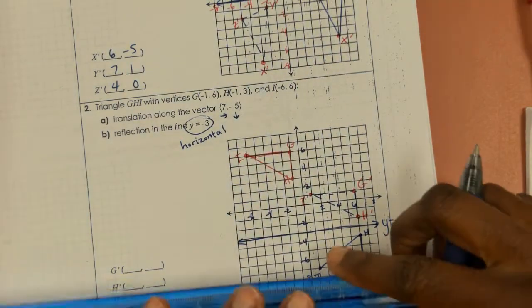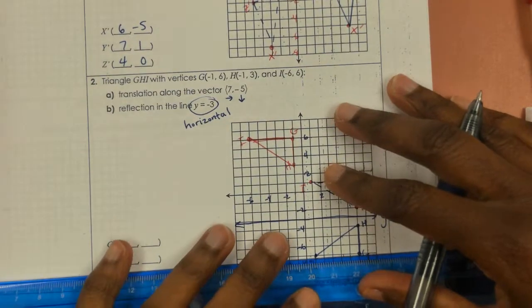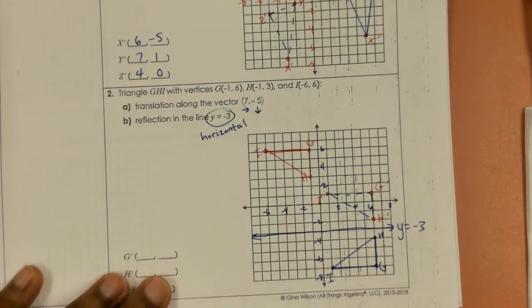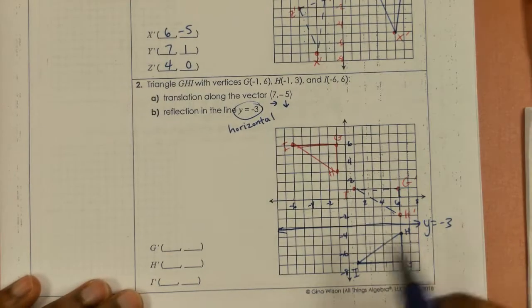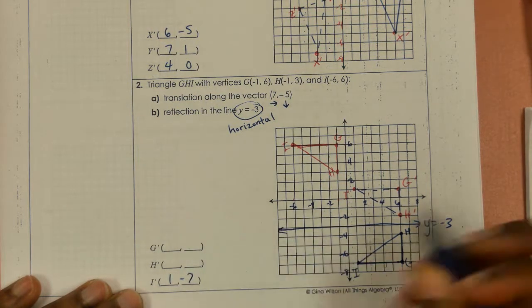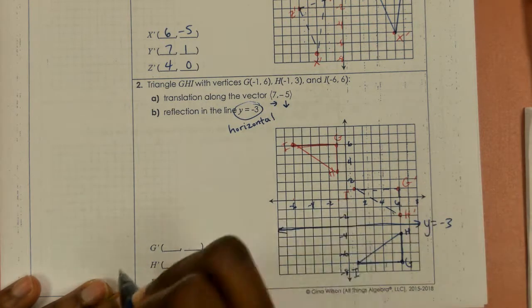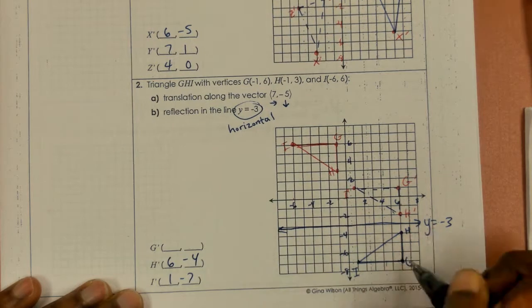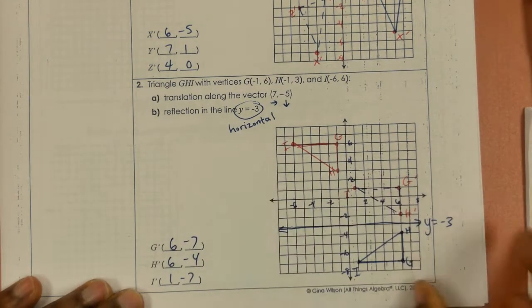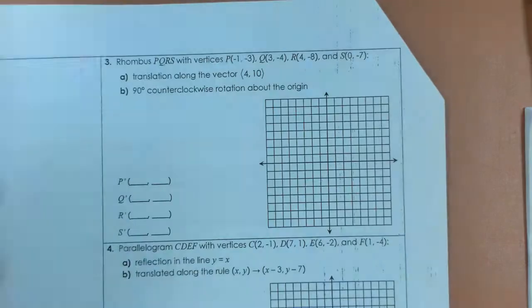This ruler's kind of big and cumbersome with all the stuff that's on my desk. Okay, so those would be the first two, and then the coordinates for this would be 1, -7, 6, -4, and 6, -7. Okay, just 6 more to try.